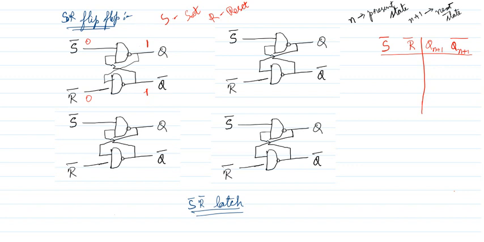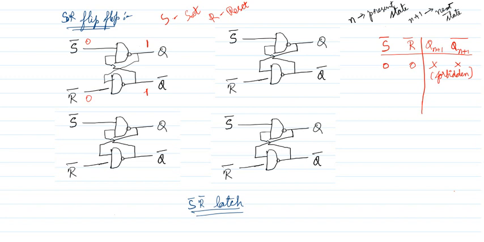Okay, so I will fill the table here. When S bar R bar is 0 0, I should not use it. This is called forbidden or banned. I should not use this state. Okay. Next.